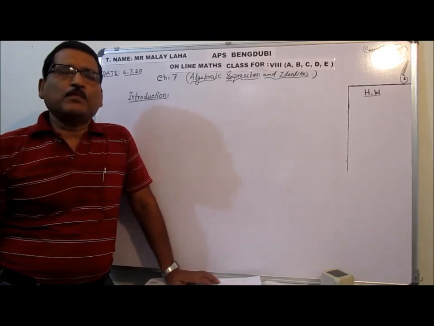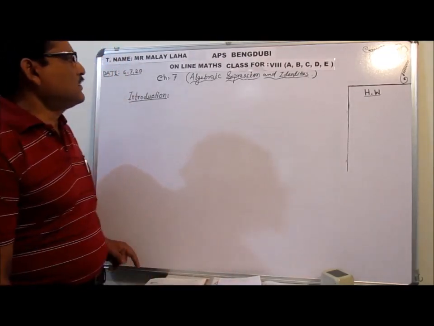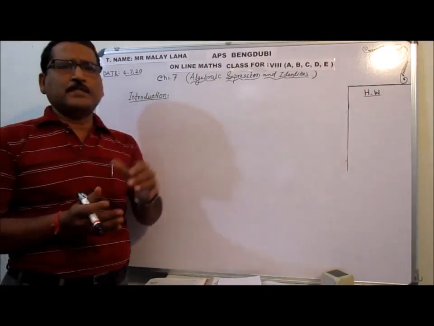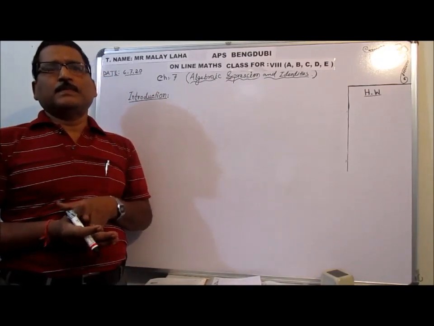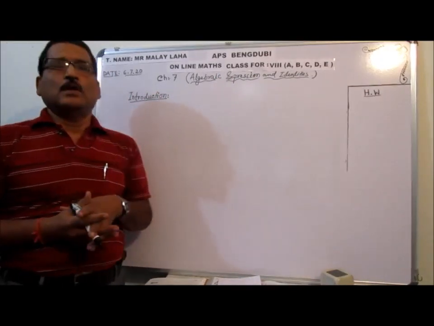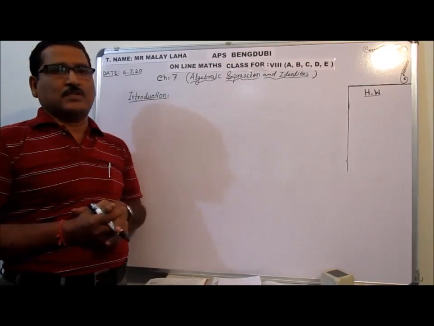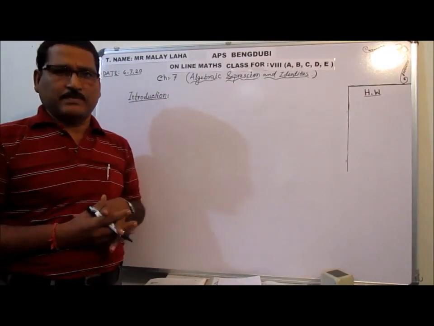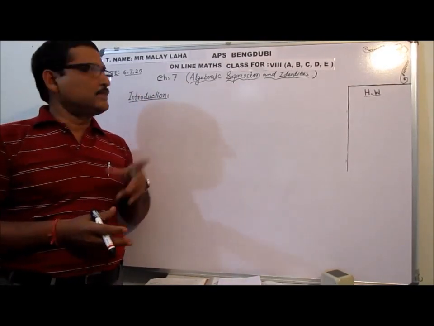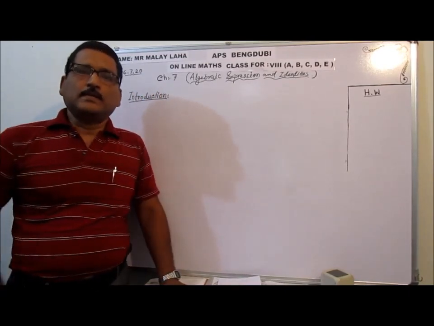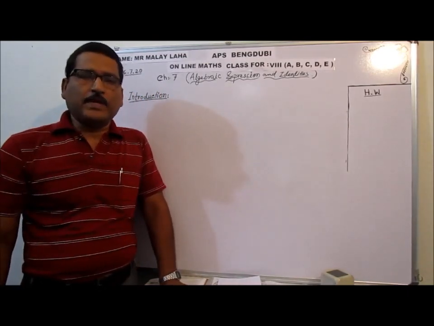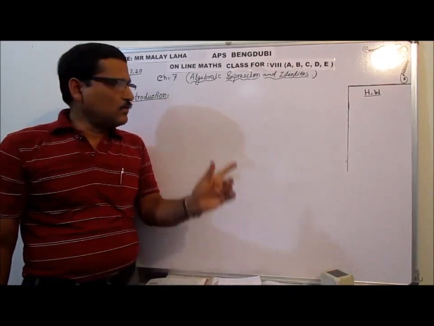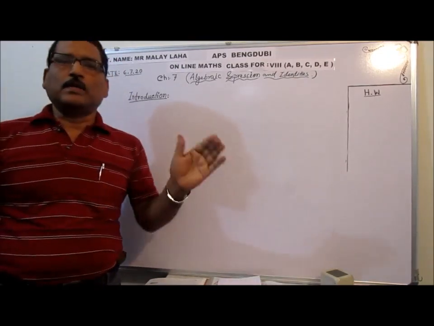Okay. Now today I am going to start a new chapter. This is chapter number 7, Algebraic Expressions and Identities. The identities part will come later on. First of all, we have to discuss algebraic expressions. From classes 6 and 7, you are already familiar with the term algebraic expression. So exercise 7.1 is basically a summary of classes 6 and 7. You just have to brush it up quickly. I will also cover it quickly and then we will come to the exercise.